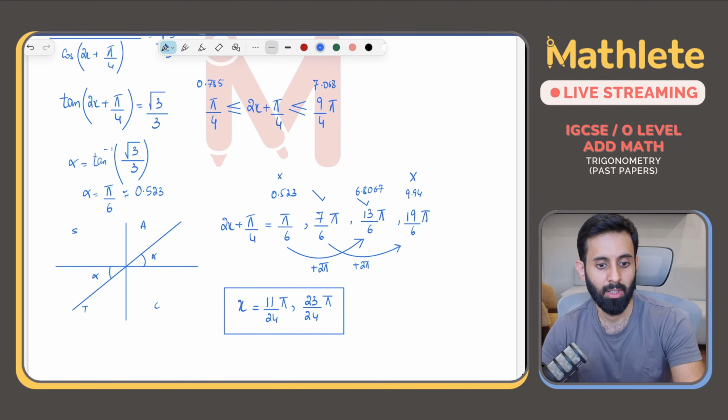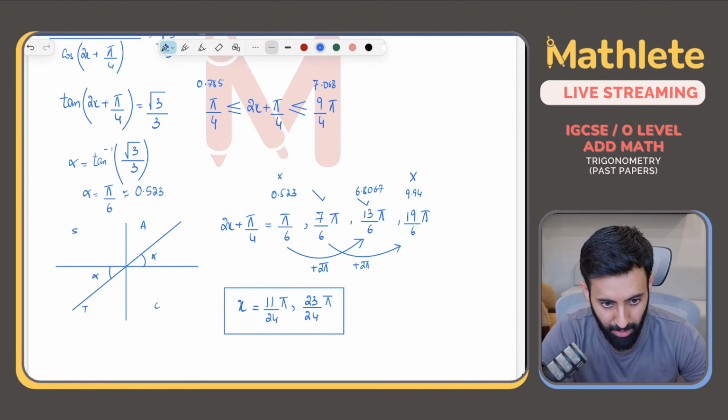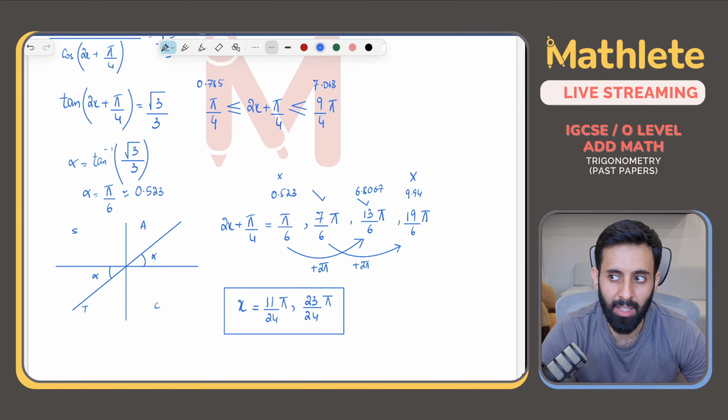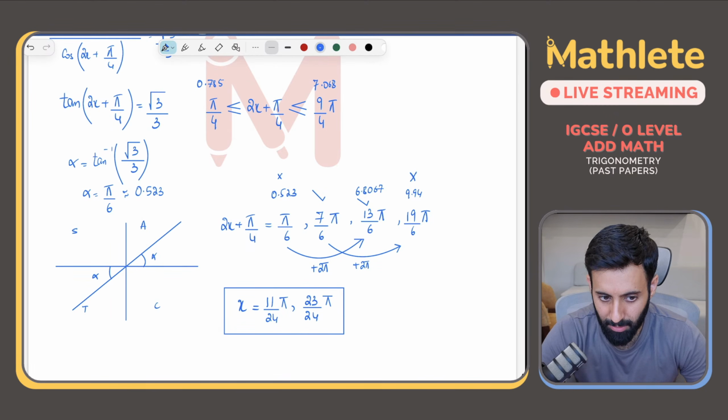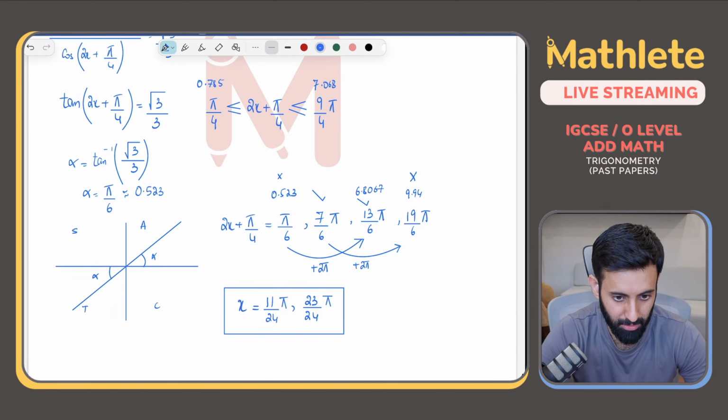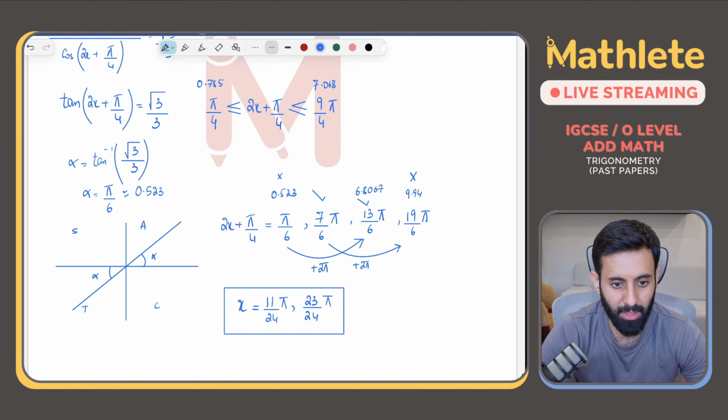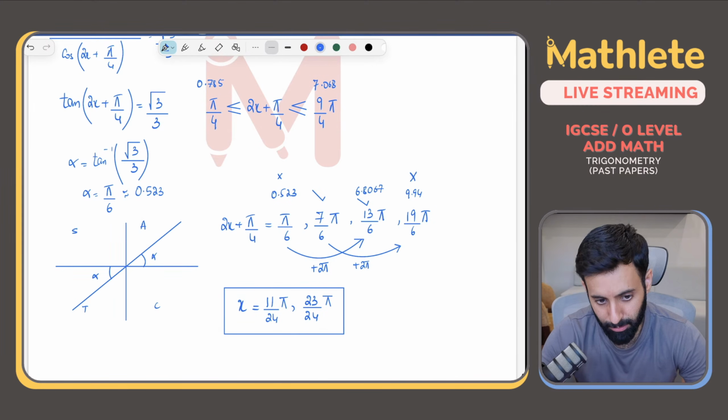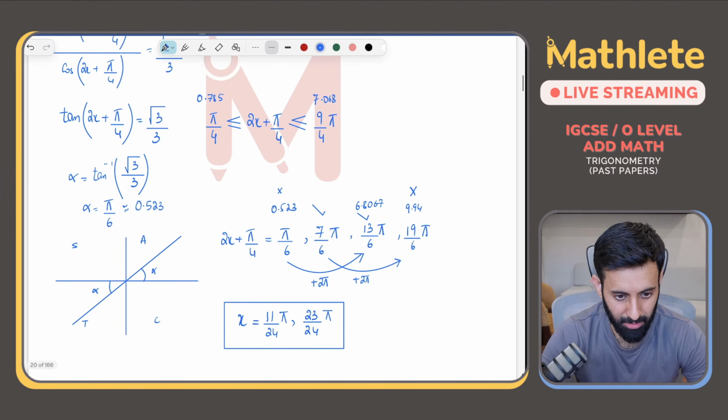Sir, if we add pi to 7 upon 6 pi, we get 13 upon 6 pi. I do agree, you do get 13 upon 6 pi. But try applying that to every other question there is and see if it holds up. It's a coincidence that it holds up, but it's not a logical way of solving this question. I hope that answers your question. If you have any other method that you like and you've tested it through and through, stick to that. Simple as that.